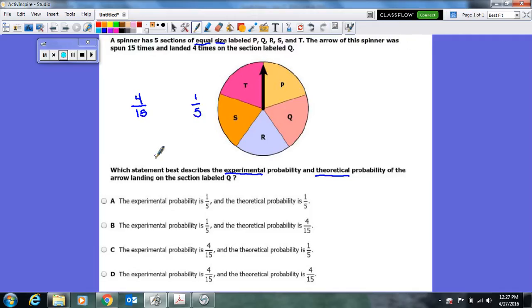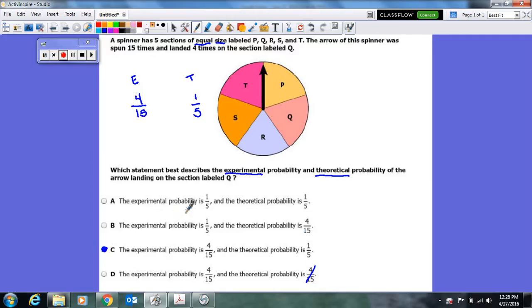So let's see if we can find below which answer matches our experimental probability results and our theoretical probability results. Experimental, 4 out of 15. Theoretical, 4 out of 15. No, our theoretical was not that. Experimental, 4 out of 15, and theoretical, 1 out of 5. Looks like we found it in answer C.